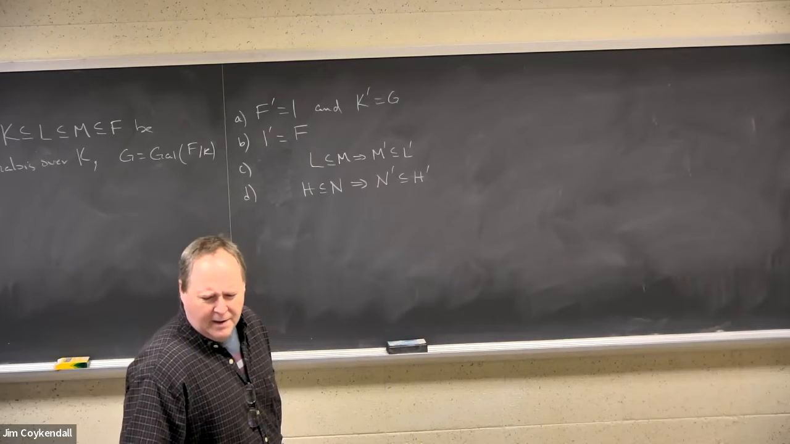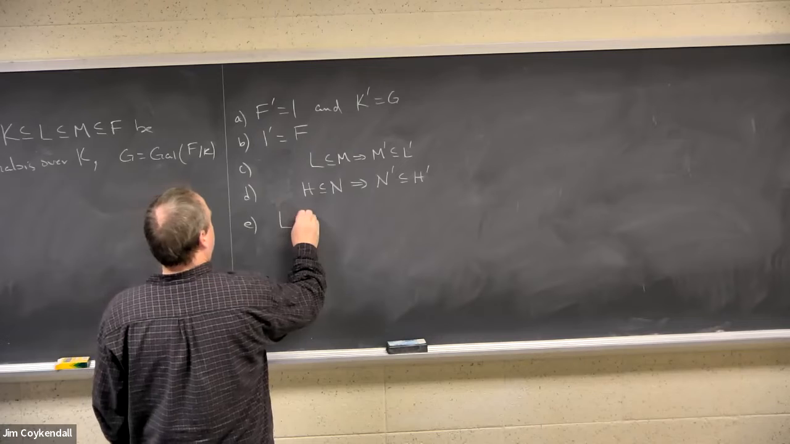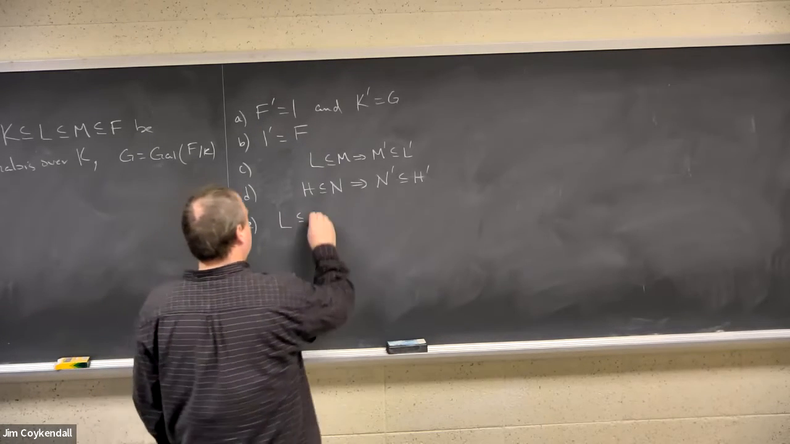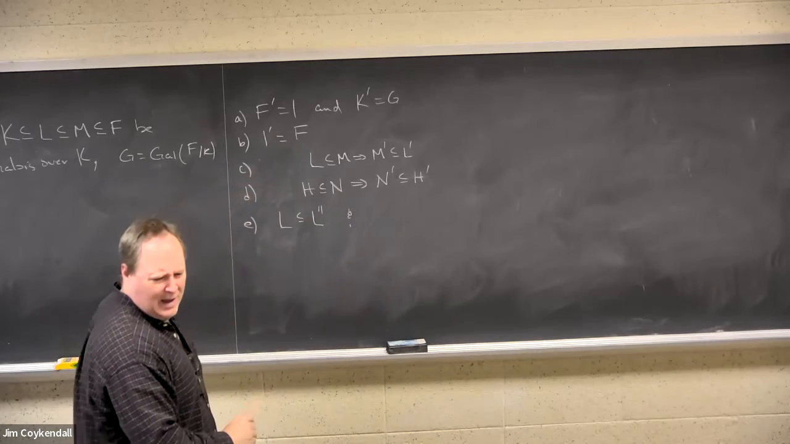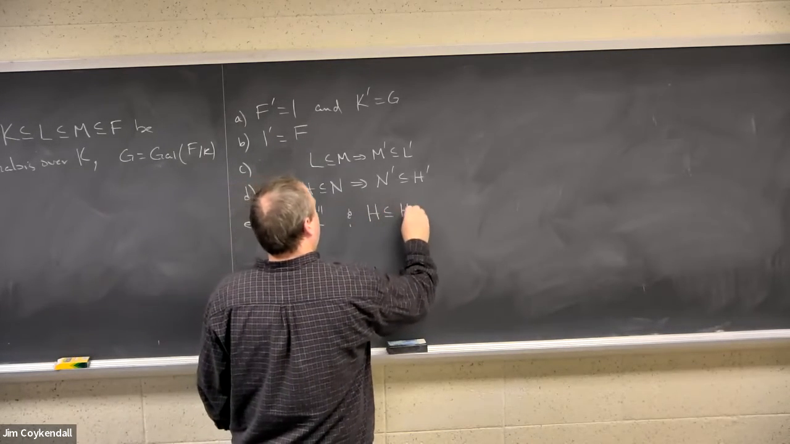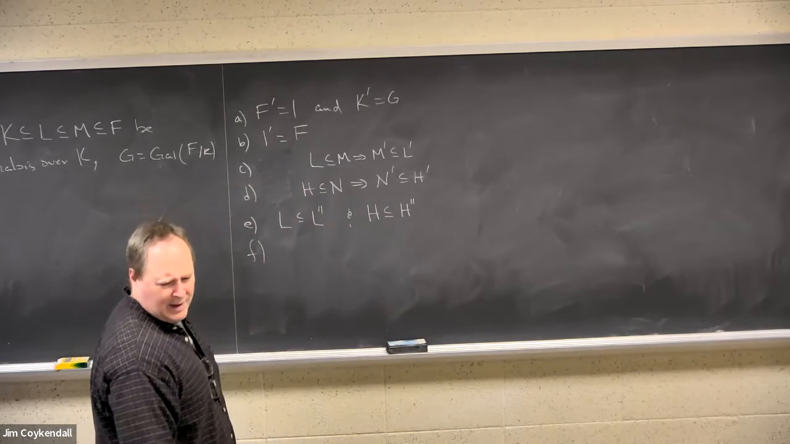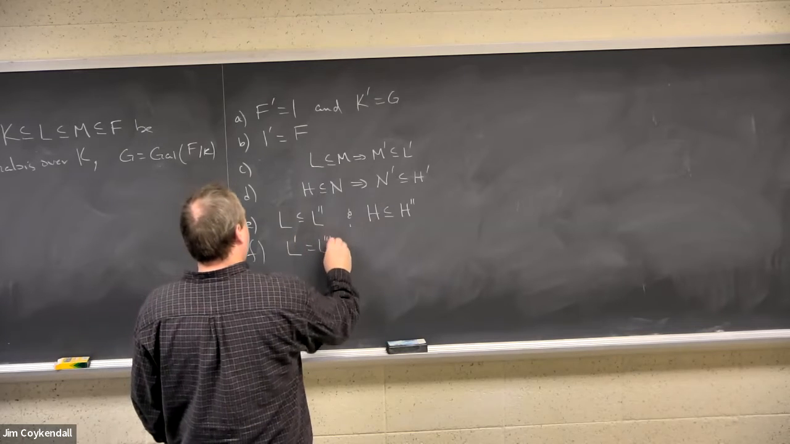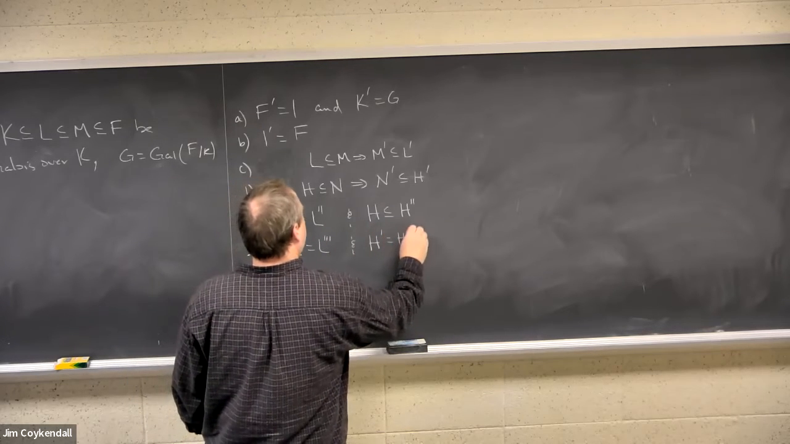Number E: L is contained in L double prime, and H is contained in H double prime. And F: L prime is L triple prime, and H prime is H triple prime.